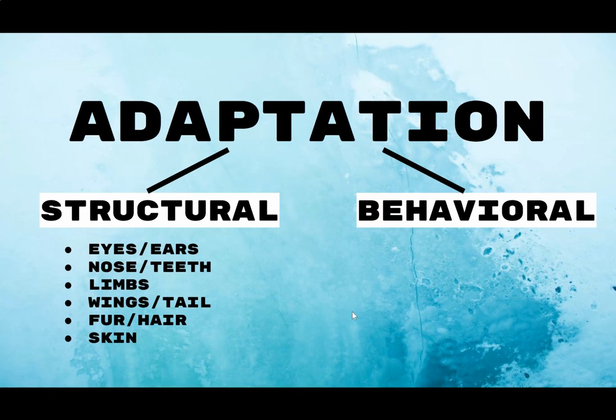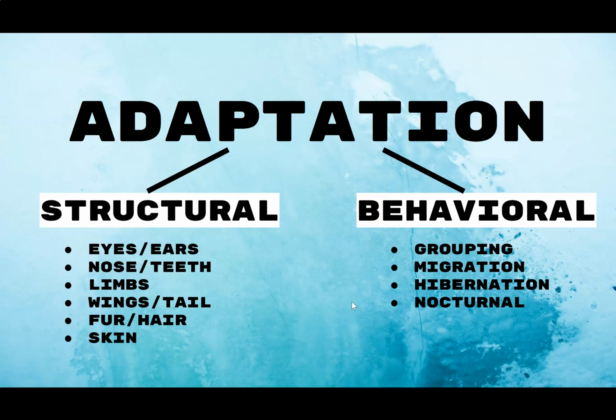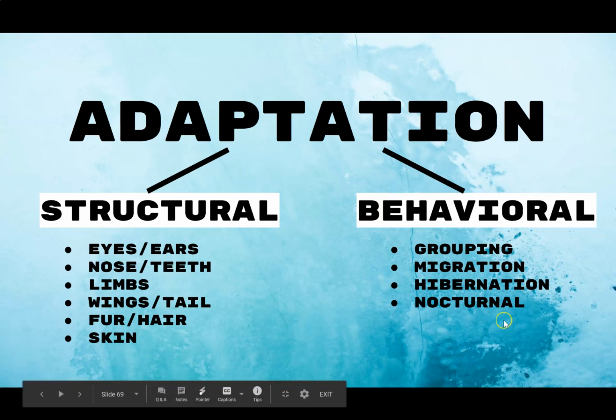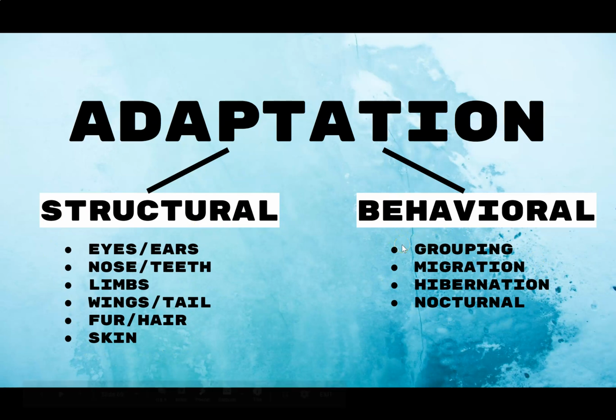So behavioral adaptations include grouping or living together in herds or packs, migration, so moving to warmer places or places where there's more food throughout the year, hibernation, just sleeping through the hardest part of the year, or being nocturnal, so coming out mostly at nighttime. So these are all behaviors that animals do. These are all body parts that animals have, but both of these different adaptations are ways that animals have changed or developed in order to survive.